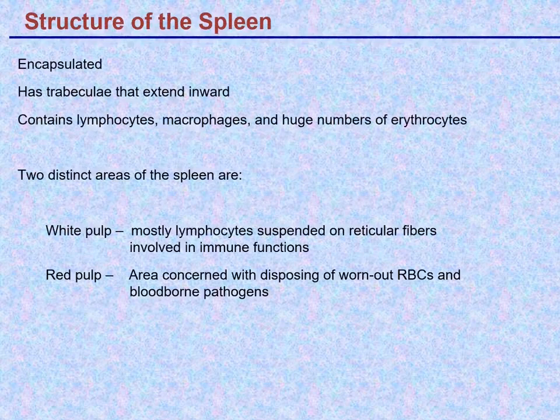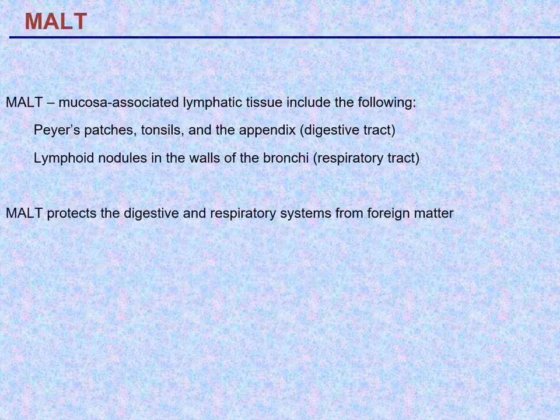It has a capsule around it. It contains many lymphocytes, particularly in the white pulp. There are macrophages and red cells in the red pulp. And that's said all through here, I guess. A lot of macrophages in the red pulp. Okay.